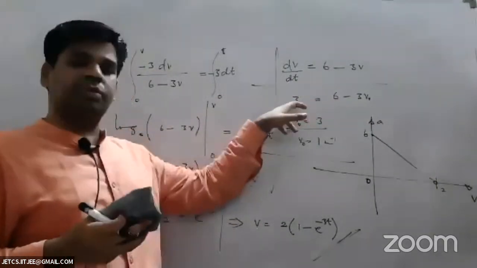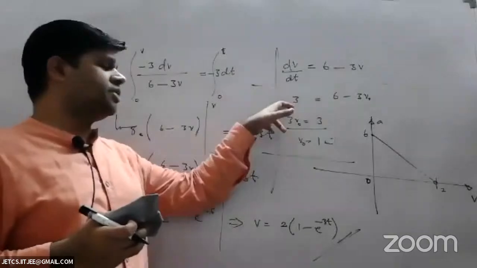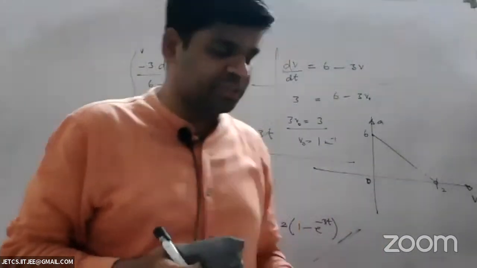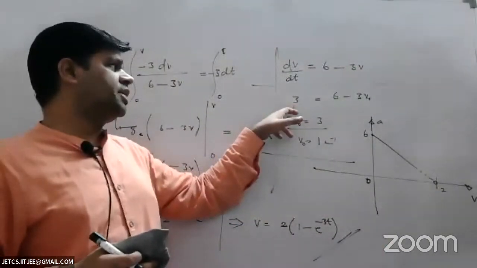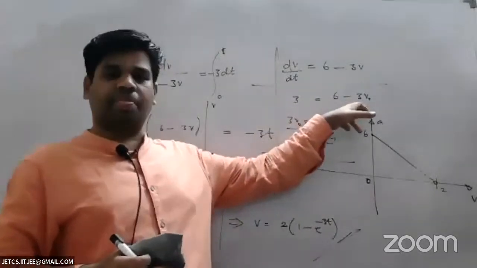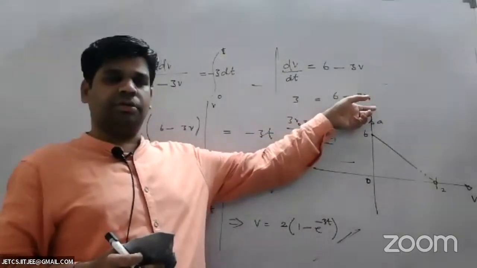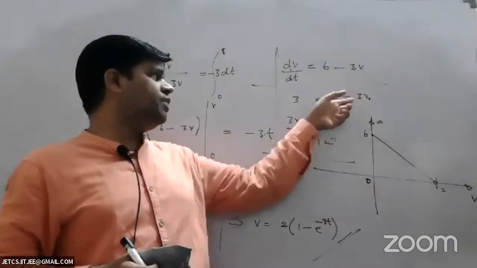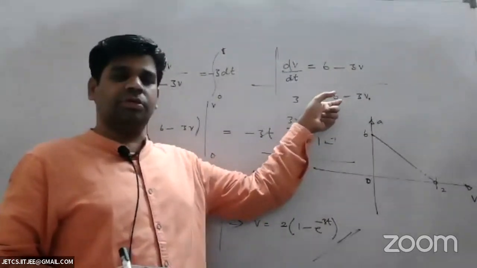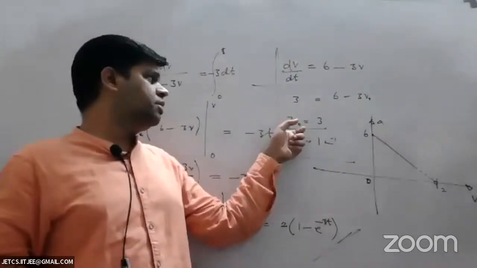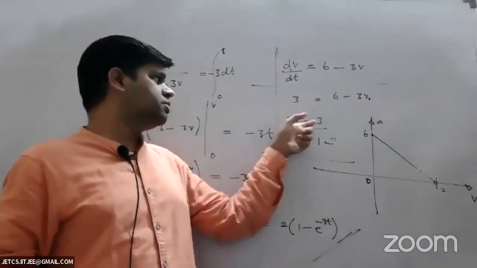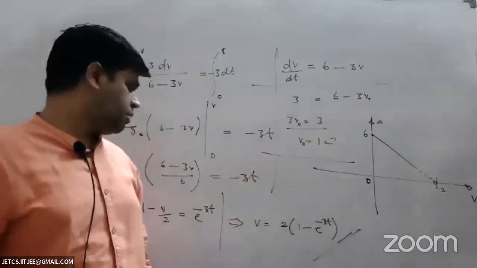Acceleration is half the initial value. What is the initial value? 6, that's what we got from the second option. So half the initial value is 3. 3 is equal to 6 minus 3v naught. I've got to find v naught, the speed of the particle when acceleration is half the initial value. So v naught is equal to 3 by 3, which is 1.